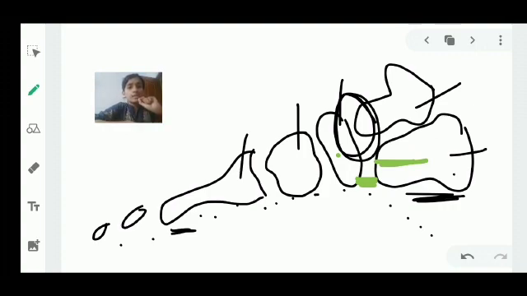Another important thing that we need to remember is the presence of two sesamoid bones in front of the first metatarsal. That is also involved in the formation of the medial longitudinal arch. There are two sesamoid bones below the head of the first metatarsal. These sesamoid bones arise from flexor hallucis brevis. So that also takes part in the formation of medial longitudinal arch. So that's all about the medial longitudinal arch.